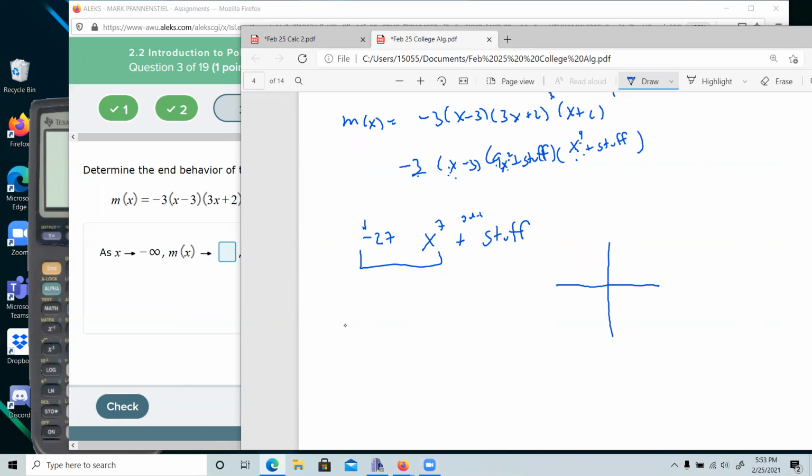So if I ask you, like, hey, what's negative x cubed look like? I'd say negative x cubed looks something like this. Right? And that's what the behavior is for this function. As horrible as this looks, this is what we have.